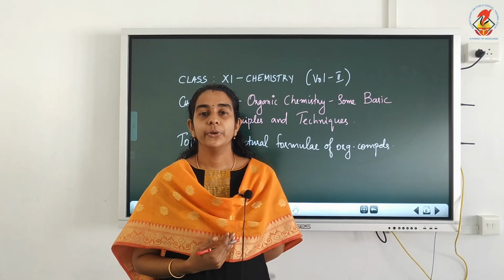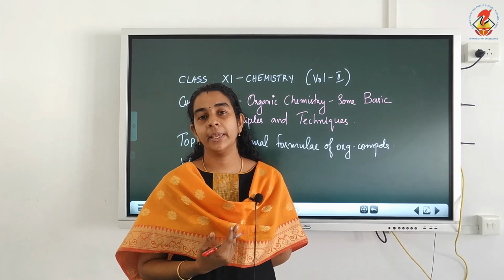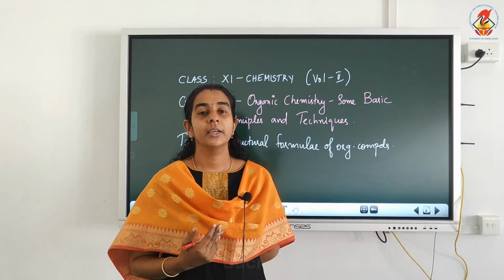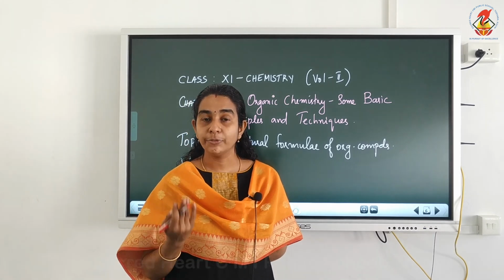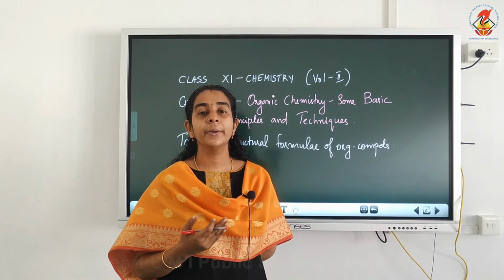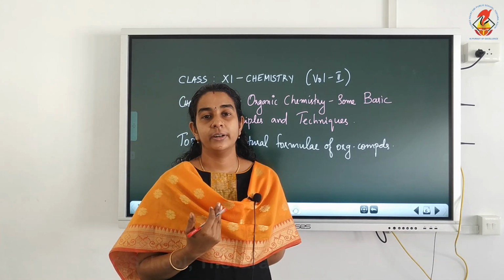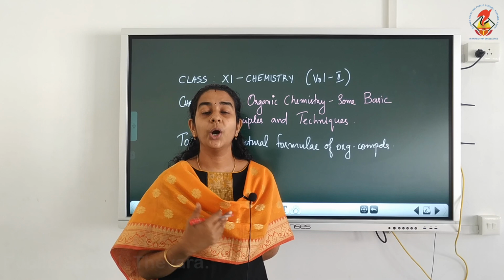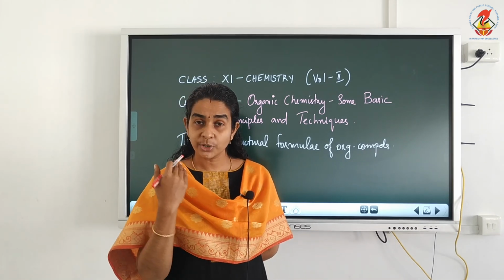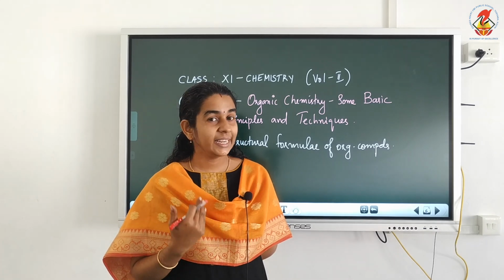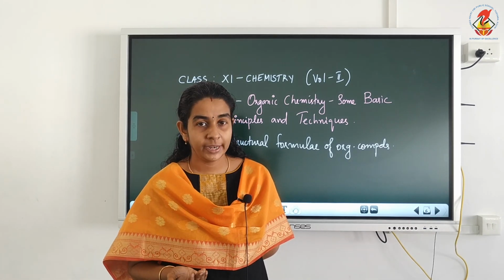In the previous videos, we learned how to write the IUPAC name of organic compounds: alicyclic compounds, aromatic compounds, aliphatic compounds. Now, if an IUPAC name is given or if a common name is given, how can we write the structure of the compound? So, writing the structure of a compound from the name given. The name can be either the IUPAC name or the common name.